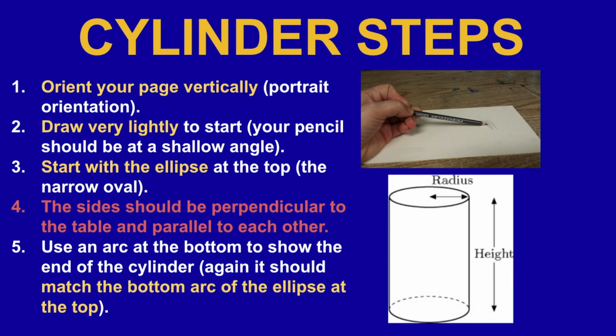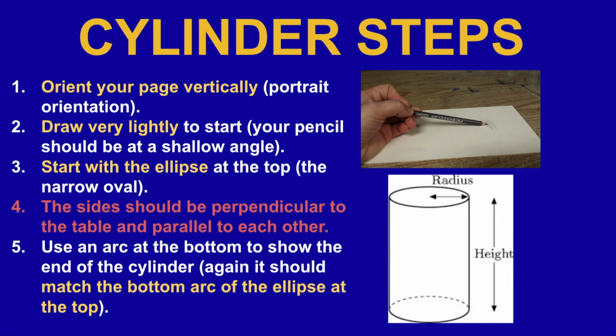So if we look here, I'm giving you some of the steps for the cylinder. The first thing that you want to do is orient your page vertically. The reason I'm telling you to do this is the cylinder is vertical, and it's going to be much easier to draw your cylinder on a vertical canvas because they will match. The second thing that you need to know is you should be drawing very lightly. We have talked about this before, but just to reiterate, you need to draw very lightly as you start.